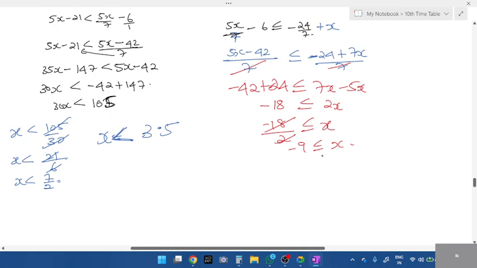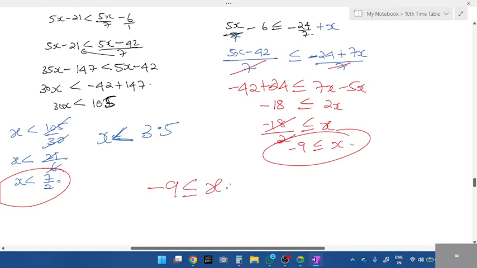Okay, how do I rewrite? I have to join both of these answers to find the solution set. First, tell me how do I find minus 9 less than x? Next, join this. 7 by 2, don't write 7 by 2. What's the answer? 3.5.